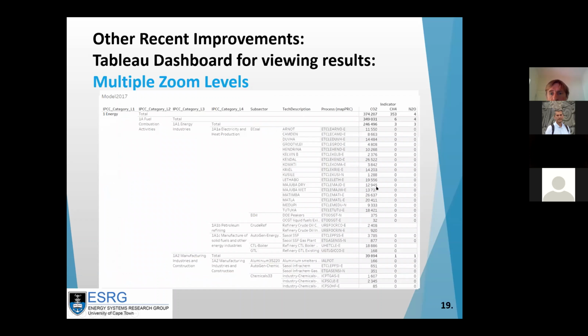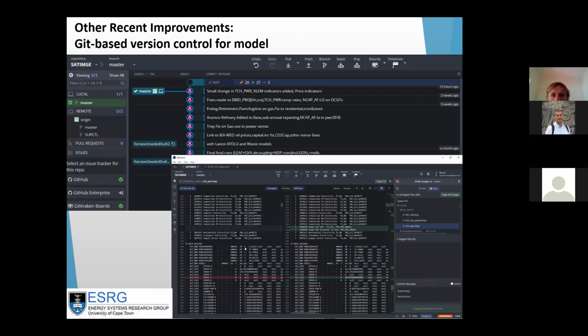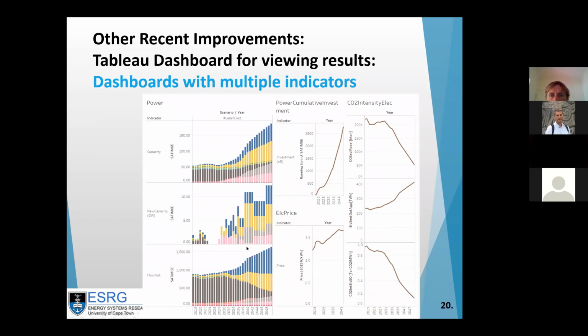Here showing the same information at 4 levels of zoom for IPCC categories, and all the way down to the different technologies we have in the TIMES model. The other nice thing of this is you can have dashboards made up of multiple indicators. So here we have a dashboard looking at the power sector where we have capacity, new capacity, production, investment, price, emissions, demand, emission intensity, all in one place. So this is on the results side.